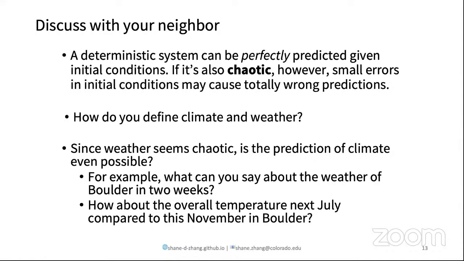Okay, yeah, that's what Lauren said. The climate is what you expect.